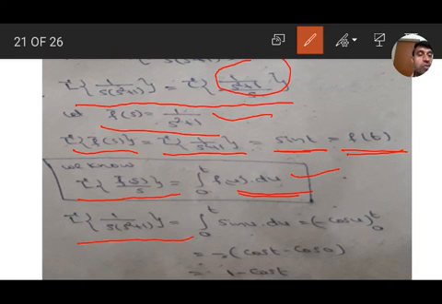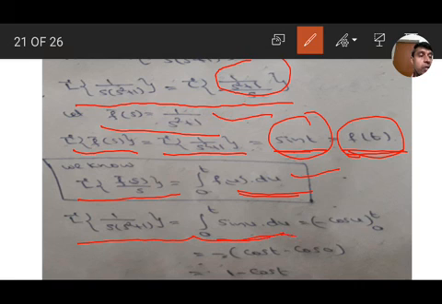So L inverse of 1 by S into S square plus 1 equals integration 0 to t f of u, meaning in place of t we substitute u, that is sin u du. The integration of sin u is minus cos u, from 0 to t. Minus is outside; upper limit cos t, lower limit minus cos 0. For the definite integral, the value of cos 0 is 1, so we get 1 minus cos t as the answer.